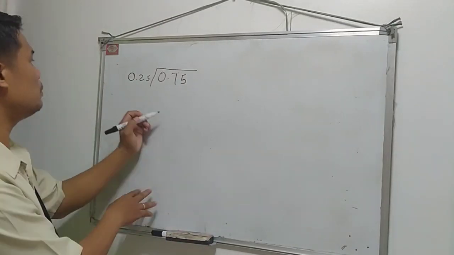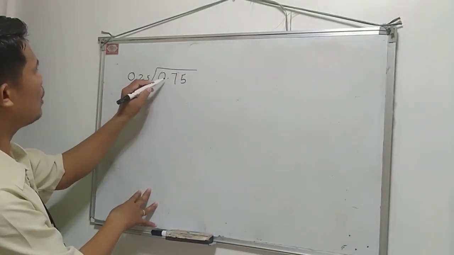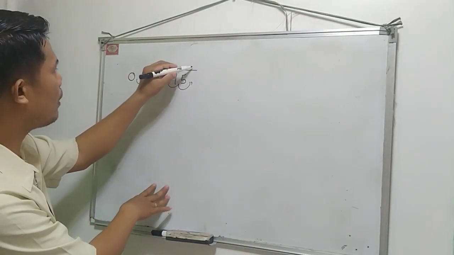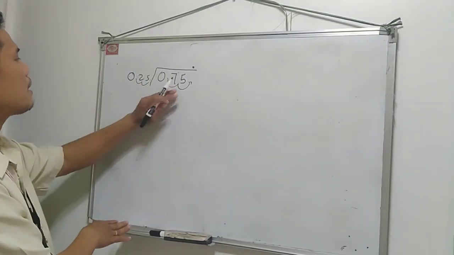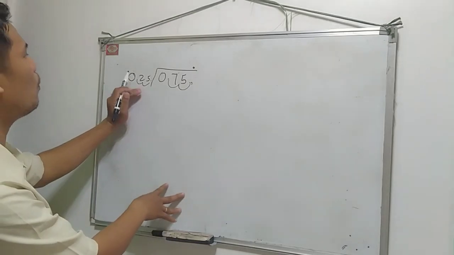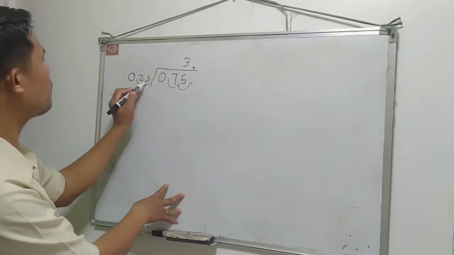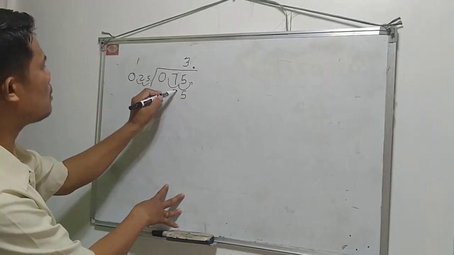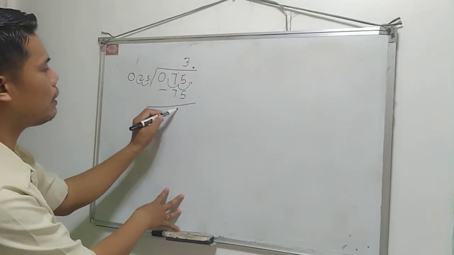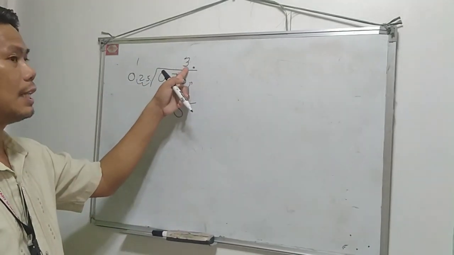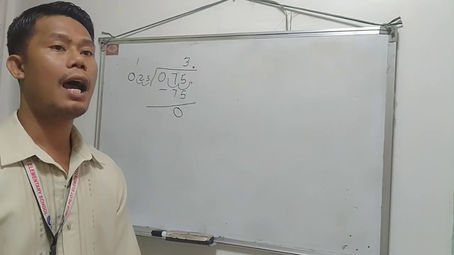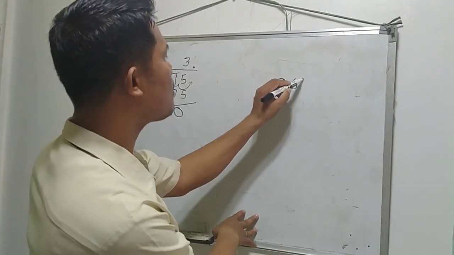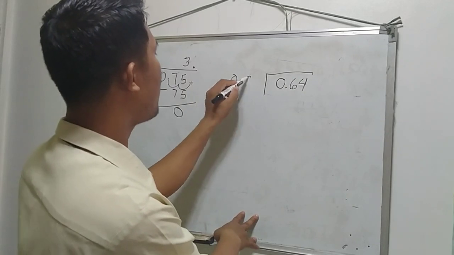Okay, for number 1, we have 75 hundredths divided by 25 hundredths. So now, we're going to move the decimal point 2 places. So now, 75 divided by 25. So nandito yung ating decimal point. So 75 divided by 25 equals 3. 3 times 5 equals 15. Carry up 1. 3 times 2 equals 6 plus 1 equals 7. So, 75 minus 75 equals 0. So, the answer is 3.